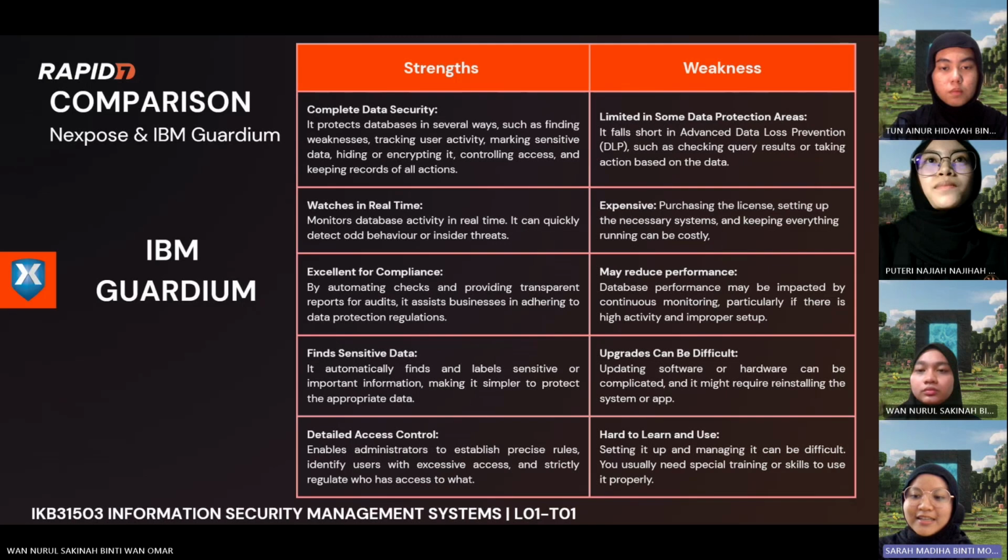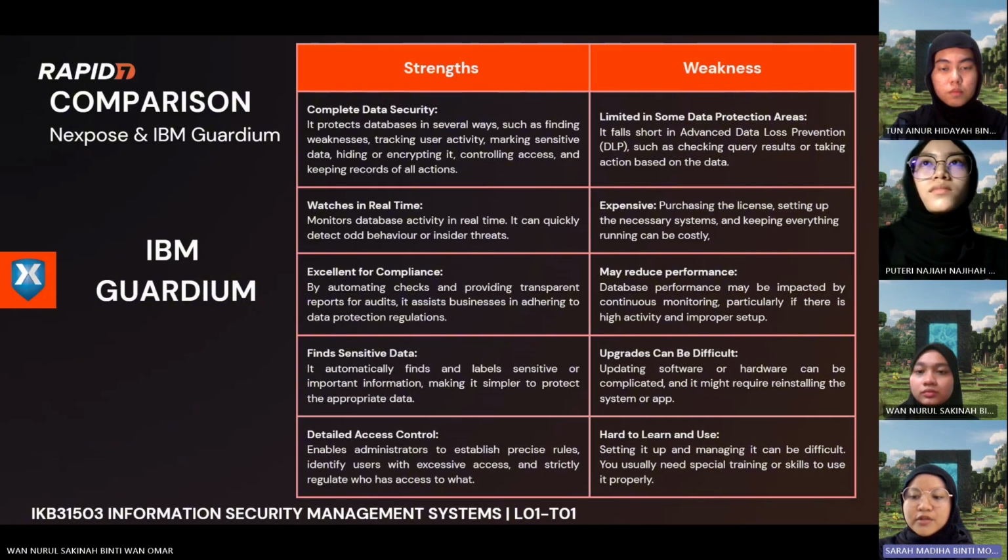So for the weakness, it's limited in some data protection areas, which it falls short in advanced data loss prevention, which is DLP, such as checking query results or taking action based on the data itself. And the second one is it's quite expensive. So purchasing the license, setting up the necessary system, and keeping everything running can be costly. It can be quite costly for small businesses.